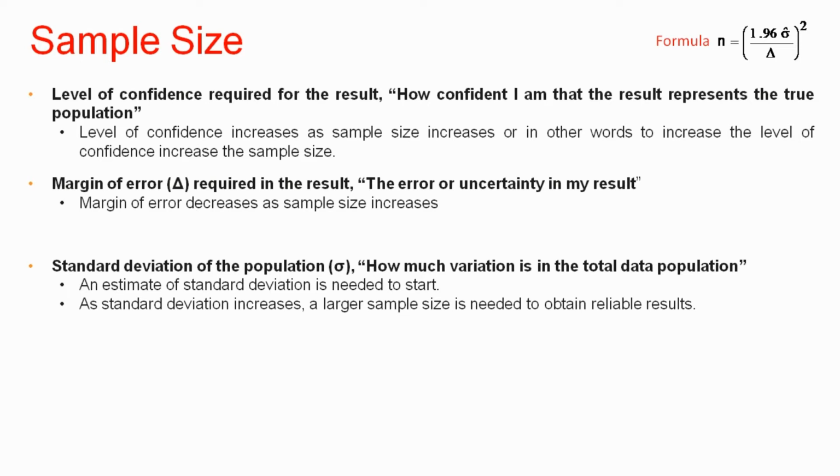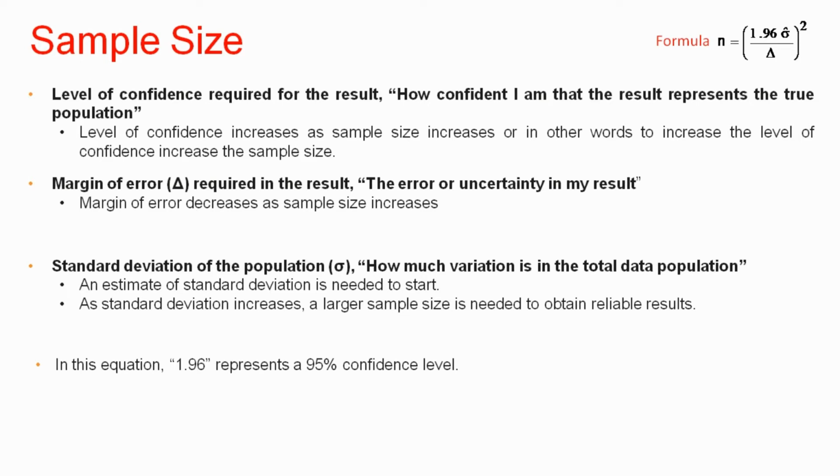While collecting data, sometimes black belts are confused: my population is in millions, how should I calculate, how much sample size should I take? Your population has nothing to do with the sample size. You need to be very careful about this. If you look at the sample size formula, the population size is not mentioned anywhere. In this equation, 1.96 represents a 95% confidence level.